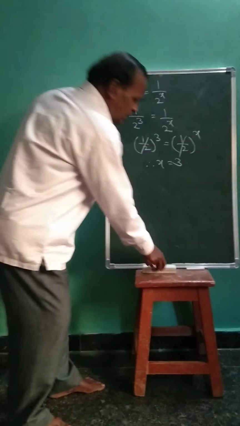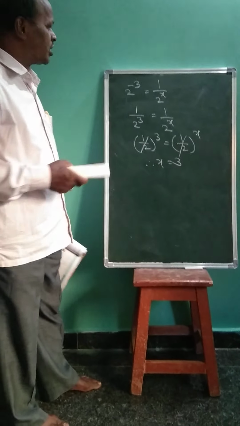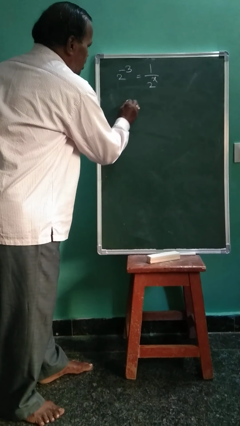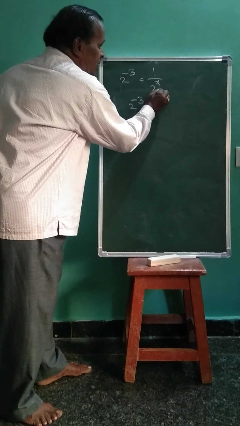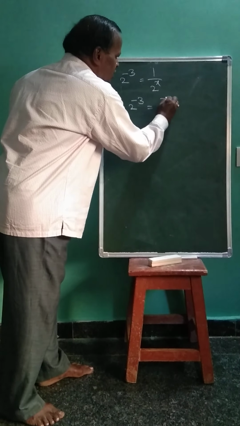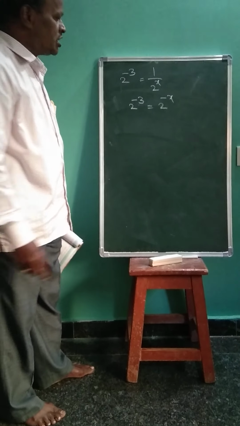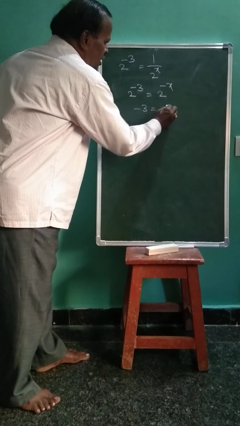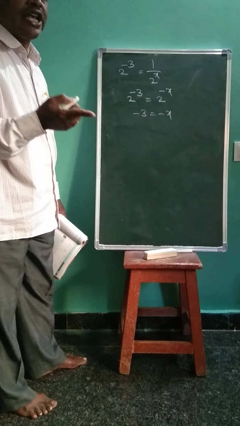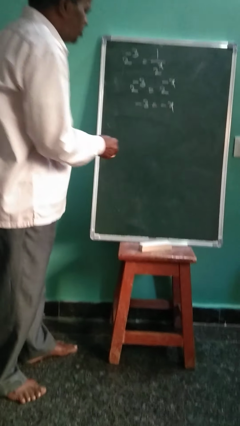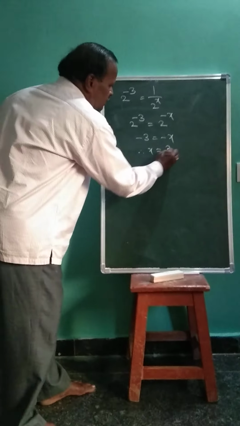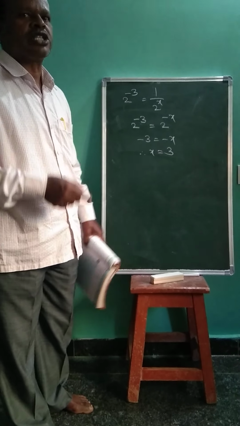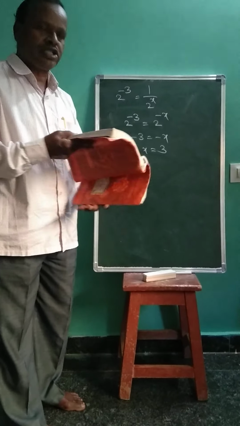And another one more method. Another same problem, I will show you in another method. You see here, 2 power minus 3 is equal to, I am writing the multiplicative inverse, 2 power minus x. So like this also we can simplify. In both cases the base 2 is the same. So minus 3 is equal to minus x. In both left and right it has a negative symbol, so I am cancelling the negative symbol. Therefore x is equal to 3. So some problems we can complete in 2 or 3 methods.